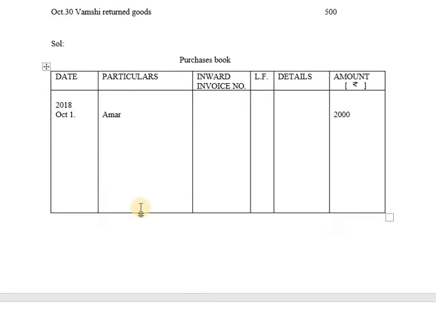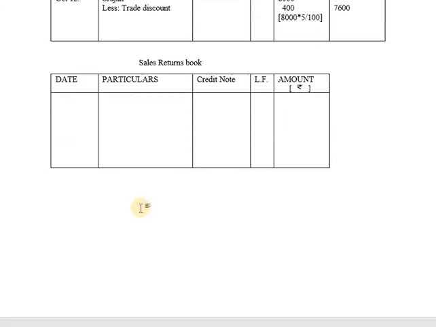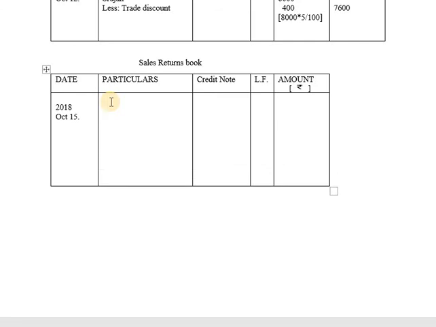October 15, Pawan 100 rupees. So here it will be recorded in sales return book. The date will be taken as 2018, October 15. Who is returning goods? Pawan is returning goods. So Pawan name will be recorded in particulars column, and he is returning goods worth rupees 100. So 100 rupees will be recorded in amount column.